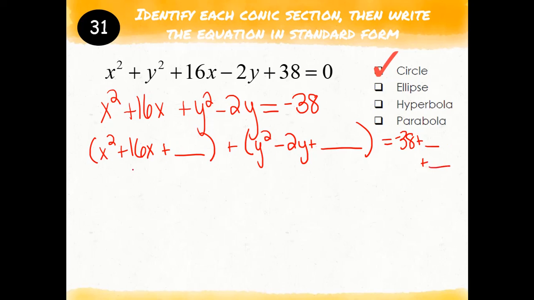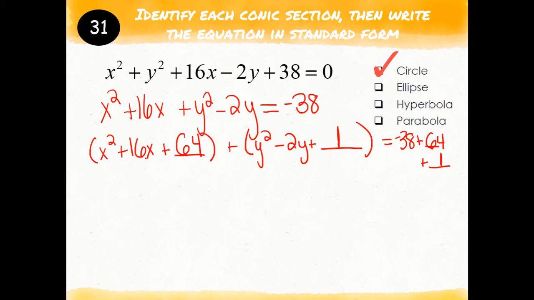Now let's find our blank. I'm going to divide 16 by 2, and then I'm going to square it. That's going to give me 64. 64. Notice there's a 1 out here, so I don't have to have that information there. Divide the 2 by 2. That'll be 1. Square that. I'll get a 1. 1 times 1, 1.